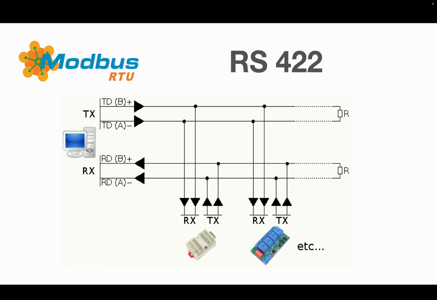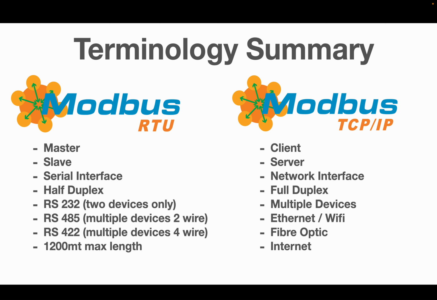You'll also notice on the right hand side there's a termination resistor shown, so RS422 and RS485 normally have a termination resistor of 120 ohms. These resistors are fitted to both ends of the daisy chain. They're not fitted to every slave in between, but to both ends of the daisy chain.